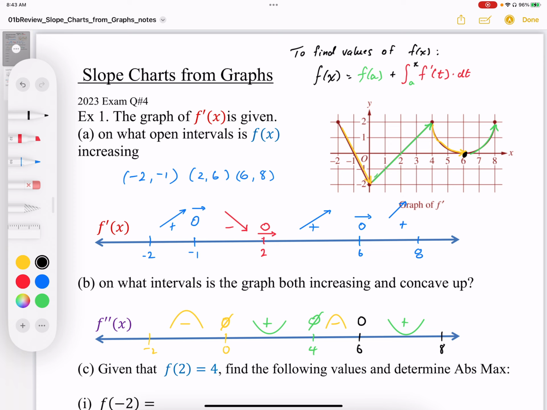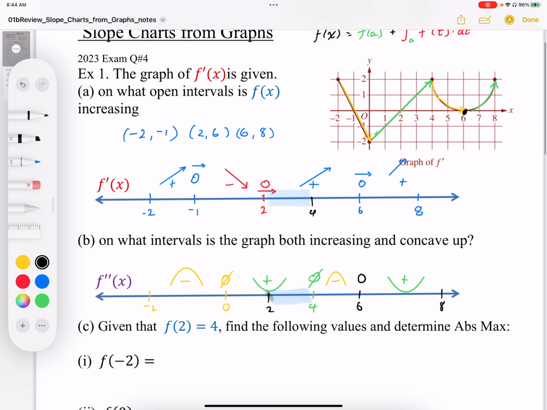Okay, so then we need to determine when is the graph both sloping up and positive concavity. Well, the graph is sloping up from 2 to 6, but only positive concavity from 0 to 4, or 2 to 4. So 2 to 4 is going to indicate that region. Okay, so I'm just going to mark that off. There's 2 from above, and there's 4 from below. So the region that is both increasing and concave up, one of the regions is going to be from 2 to 4.